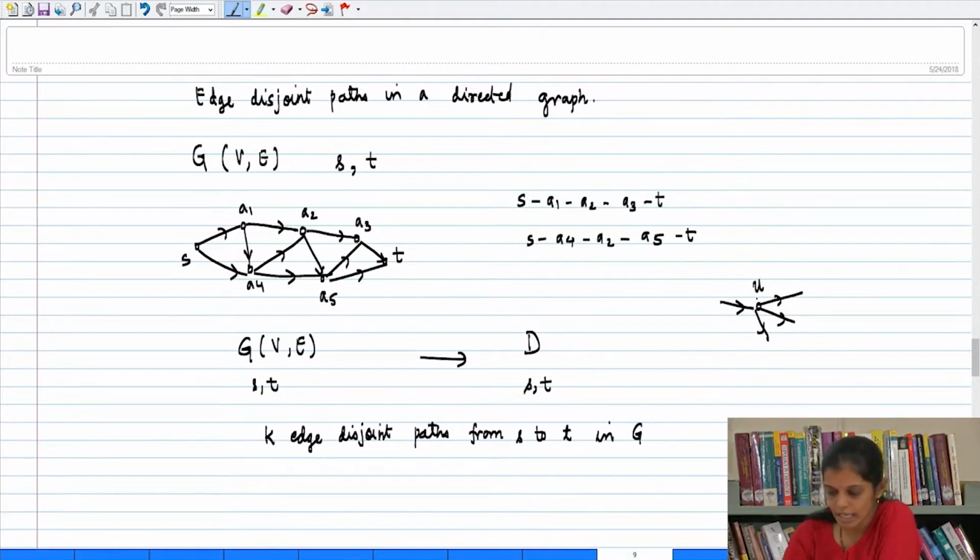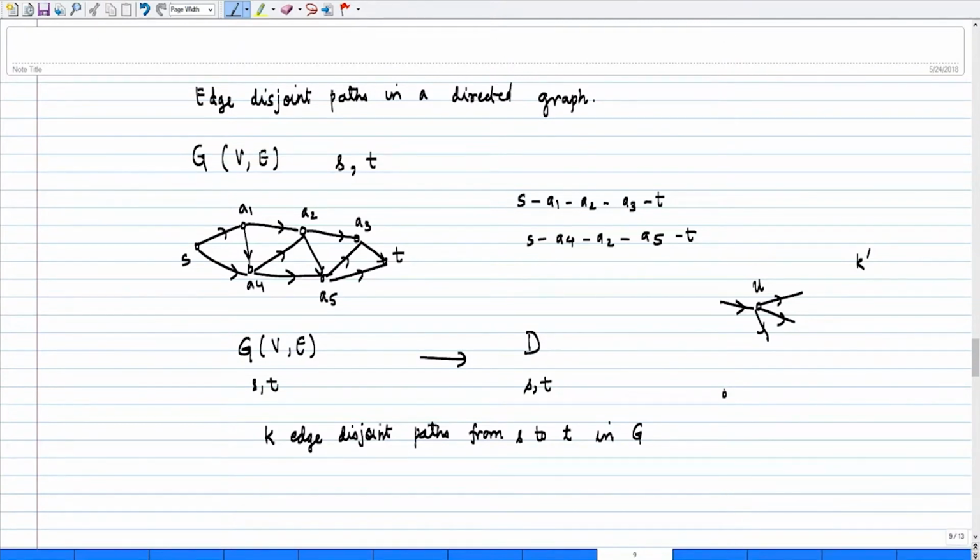So if there are some k prime number of paths that use the vertex u in this collection, then there will be exactly k prime incoming edges to this vertex u and k prime outgoing edges from this vertex u, which will account for the inflow equal to outflow for every vertex, and that is true for every vertex other than S and T, and we have ensured that flow conservation is there.